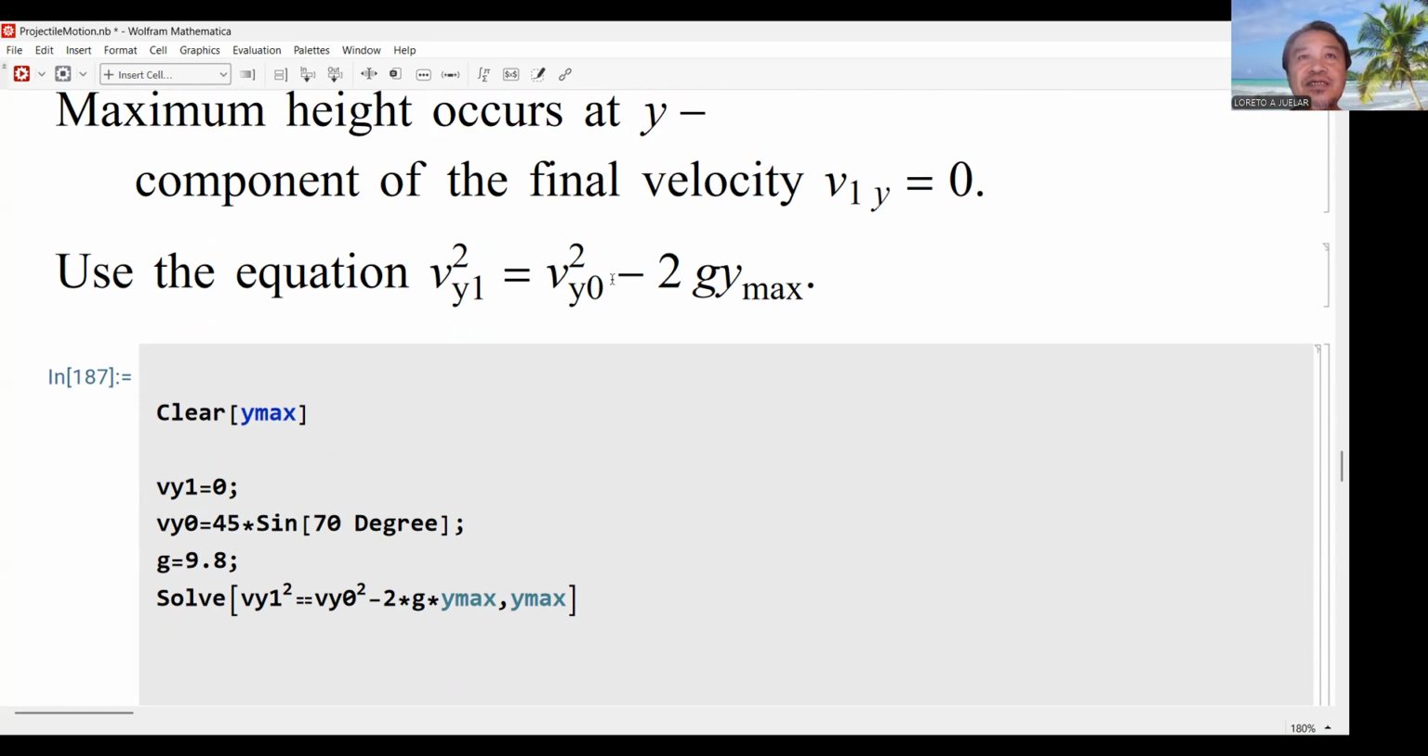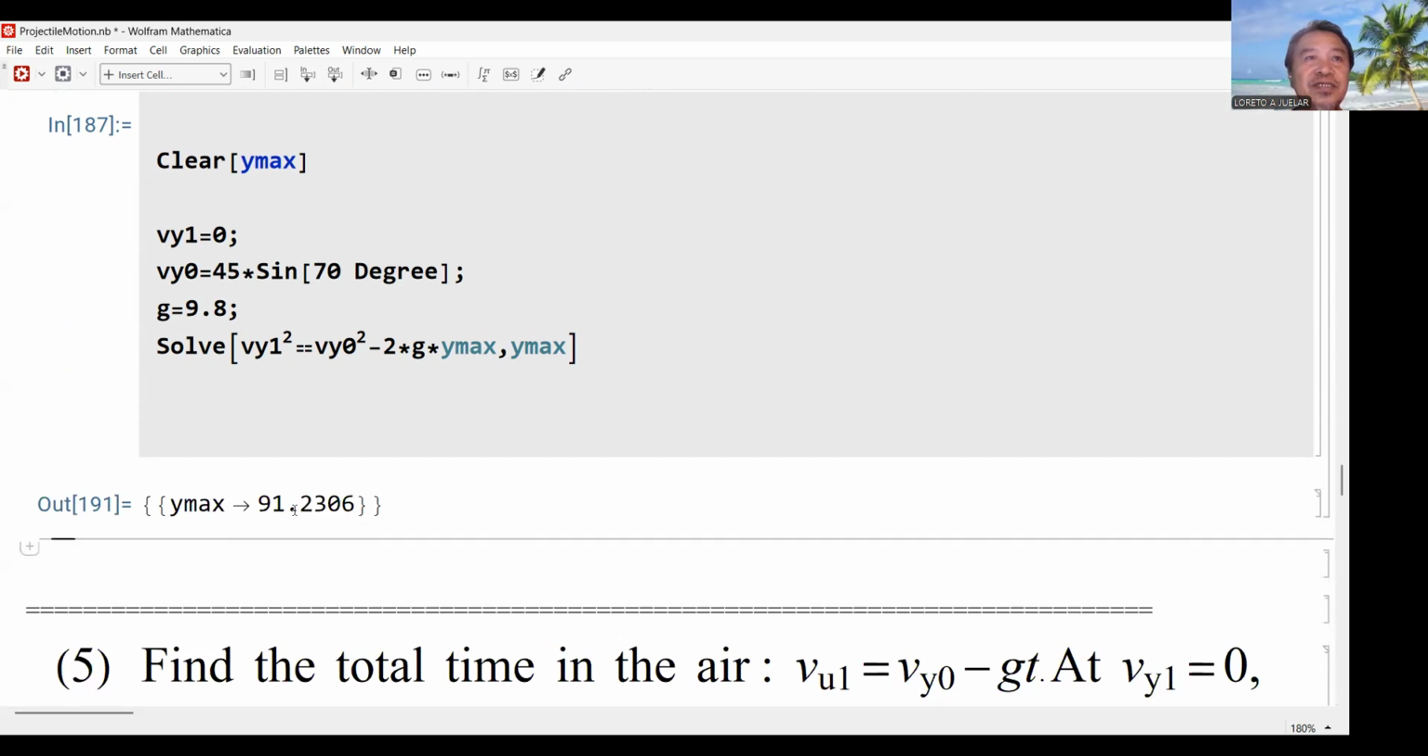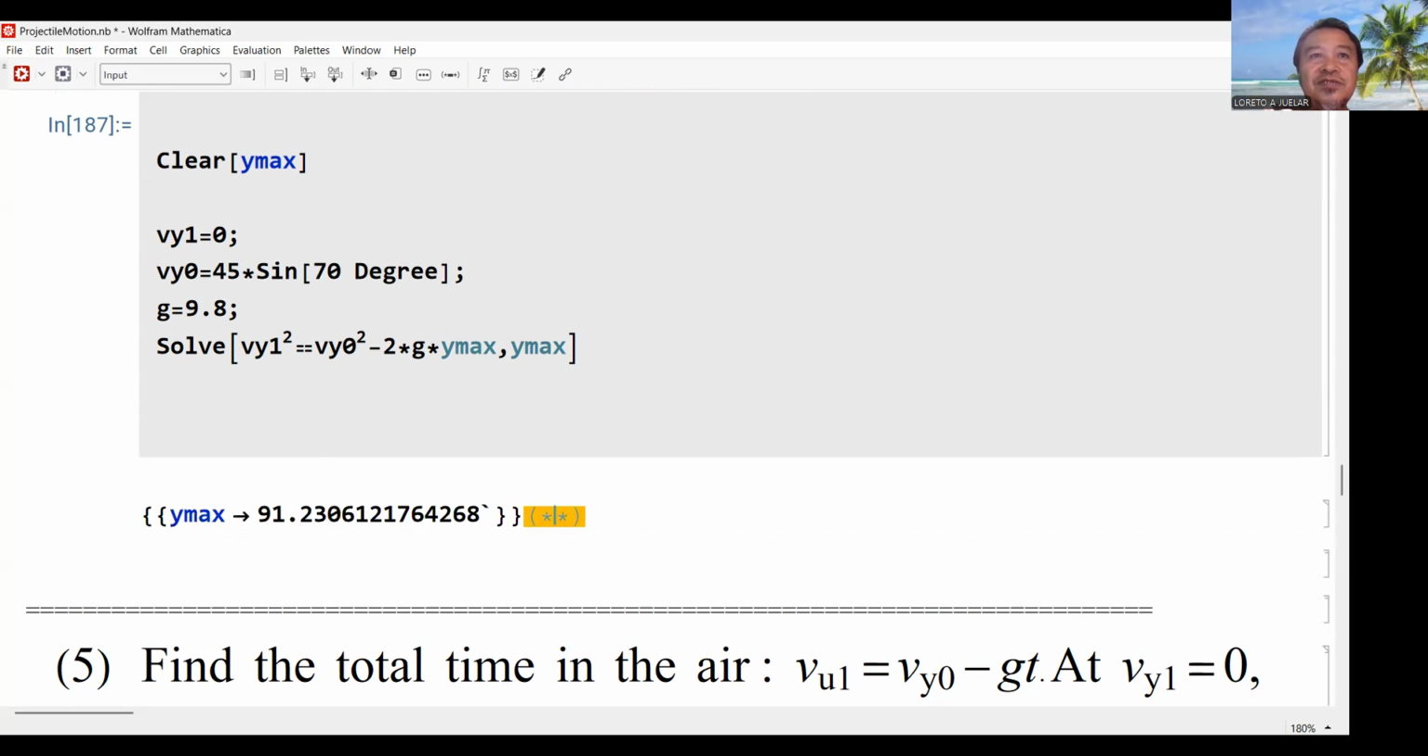So let us make a code for this using Mathematica. So our answer here is 91.23. So this is also in terms of meters, no? Okay.